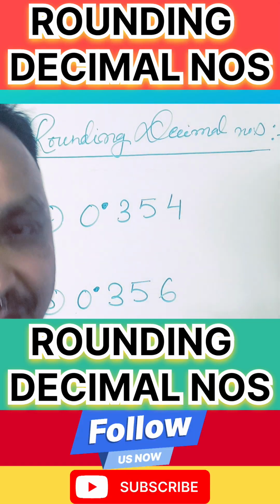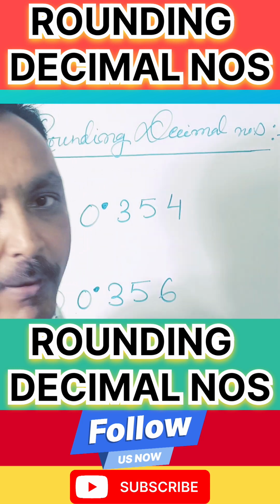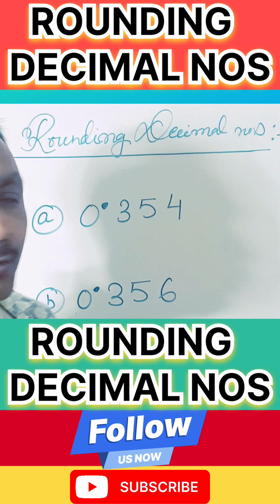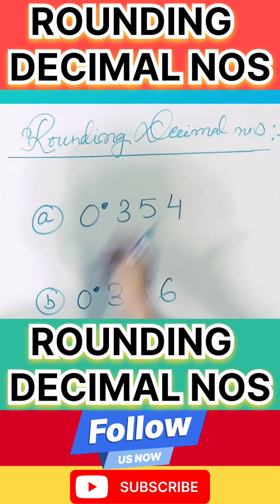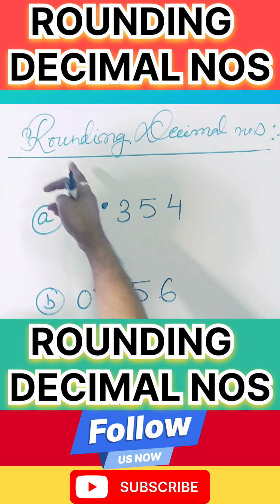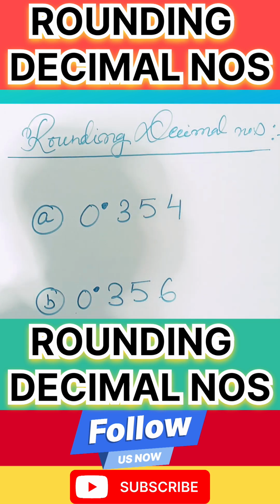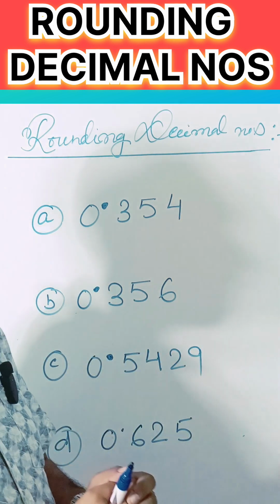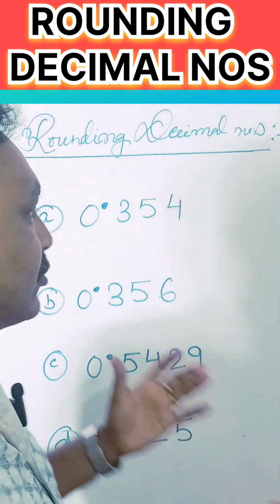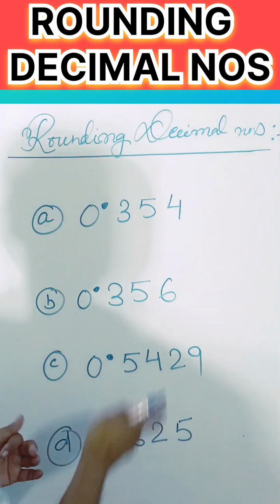So today's class is going to be very interesting. We are going to learn a new thing. The title of today's lecture is rounding decimal numbers. Most of the time, students have problems rounding decimal numbers. So today in this lecture I'm going to make it very clear so that everyone will understand, and it will benefit the students. So let's have a look.